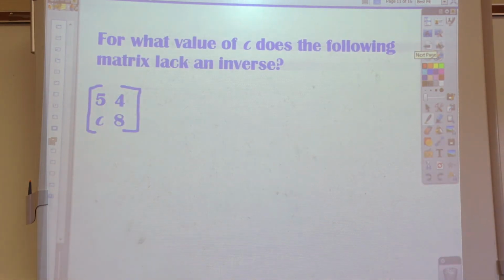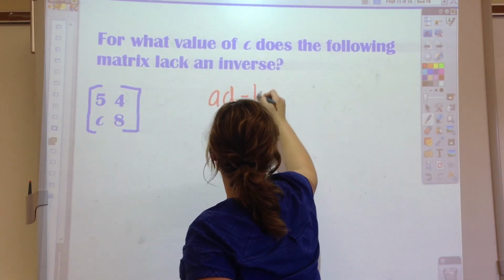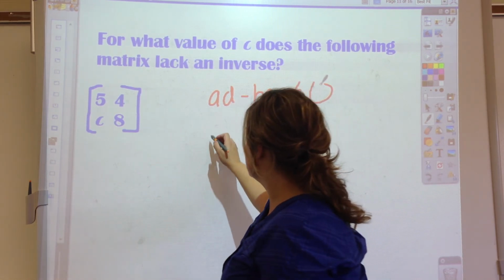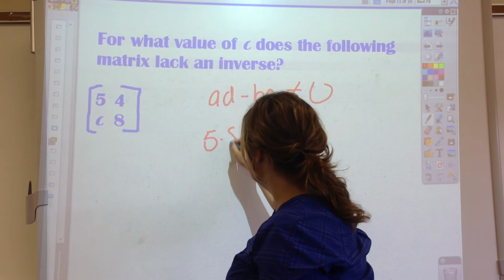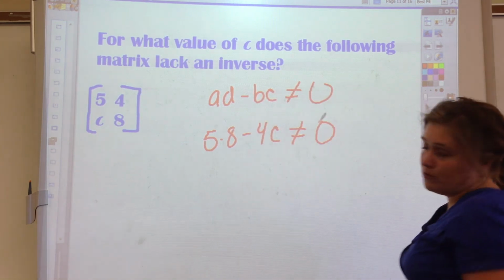All right, last question for you. For what value of C does the following matrix lack an inverse? Remember what we talked about with our determinant and what it can't equal? Hopefully we remember that AD minus BC cannot equal 0. So in this matrix right here, 5 times 8 minus 4 times C cannot equal 0.